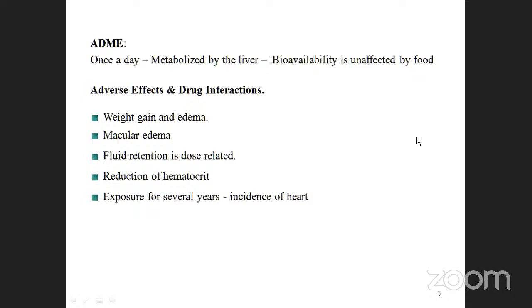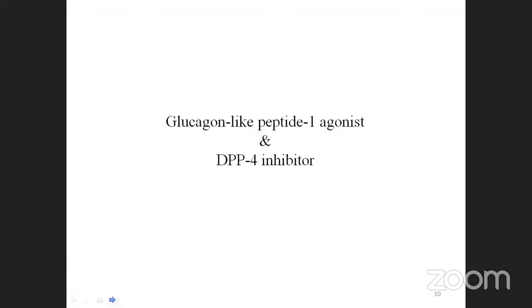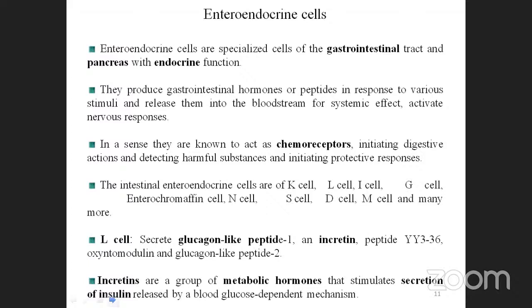Okay, so the next category of drugs is basically the glucagon-like peptide 1 agonists or similar-domain DPP-4 inhibitors. So we need to understand what exactly this glucagon-like peptide is, where it comes from, and what exactly its physiological function is. These are the things that are not there in our earlier pathology or similar kind of syllabus. So let us know first what exactly this GLP-1 is.